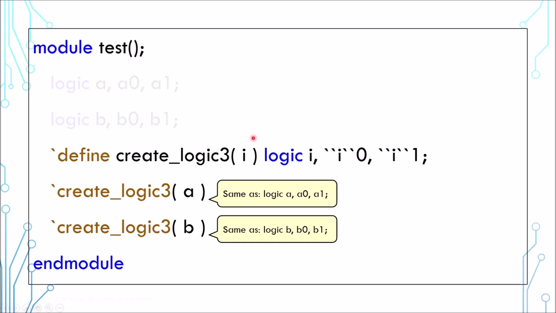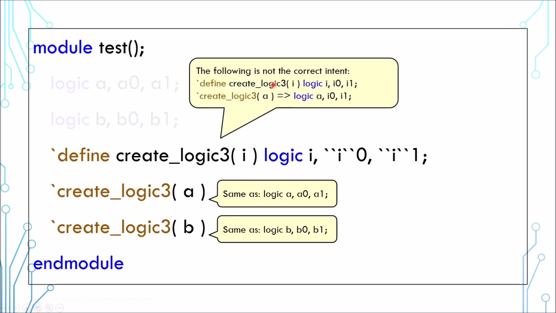The rule is any standalone word same as the argument is treated as a macro argument. But if it is not a standalone word, it won't be treated as a macro argument. If you define the macro this way without backticks, this is the result when you use it with A. I is replaced by A, but I0 and I1 remain the same.